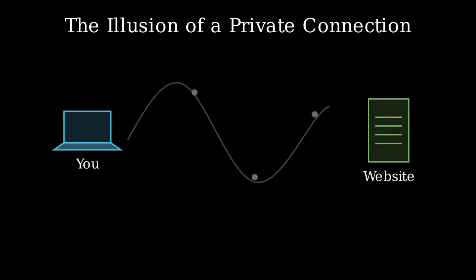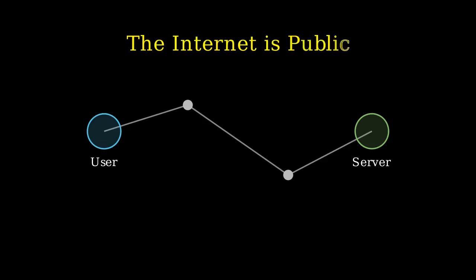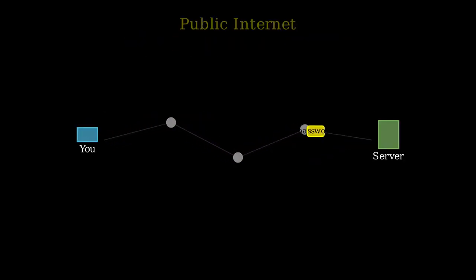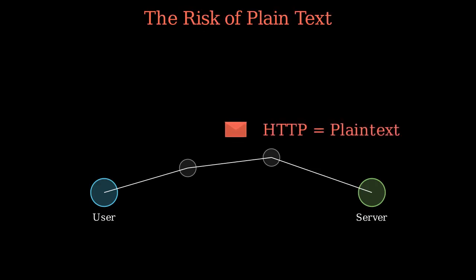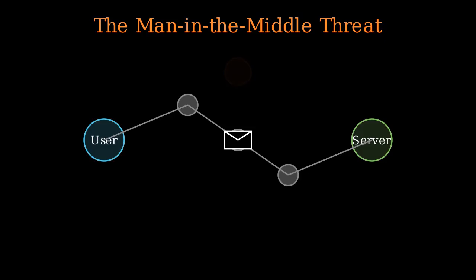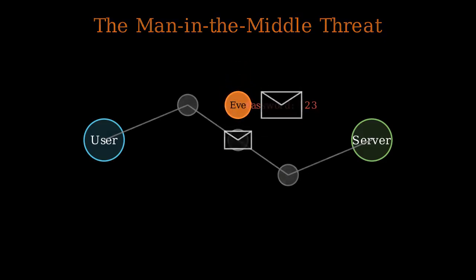When you browse the web, it feels like a private tube between you and a website. But the internet is actually a public room. Your data hops through dozens of routers to reach its destination. If you use standard HTTP, your data is sent in plain text. Anyone managing those routers in the middle can just read your passwords.